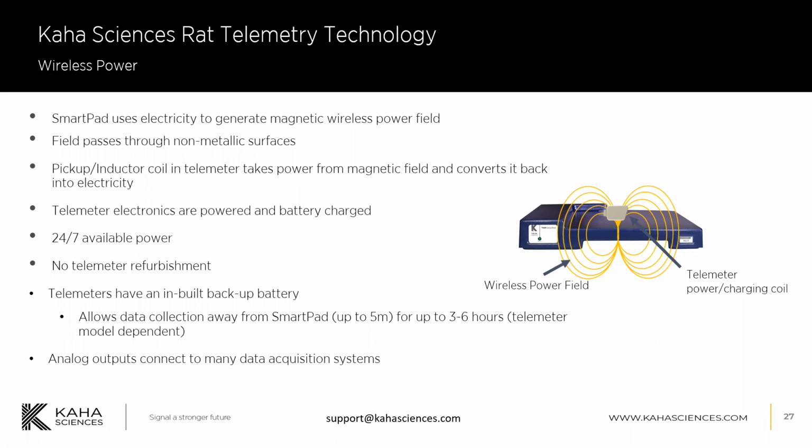It also means that we don't need for the telemeters to be sent back to us for refurbishment in between uses. Now, all our RAT telemeters have a built-in backup battery, and this allows for data collection away from the SmartPad. So the SmartPad can act as a receiver up to 5 meters away from the telemeter in terms of the data receiving. So if you wish to do something in a maze or in a chamber or somewhere where it's not appropriate to be recording while the cage is on the SmartPad, you get 3 to 6 hours, depending on the telemeter model, of battery life to be able to perform those experiments. And as I said, the SmartPad has analog outputs that can be connected to many data acquisition systems.